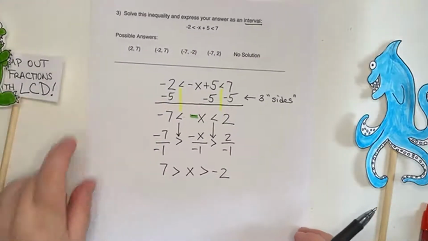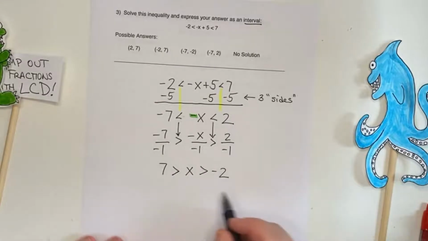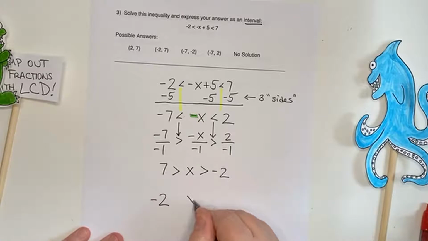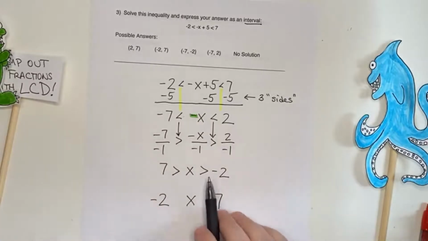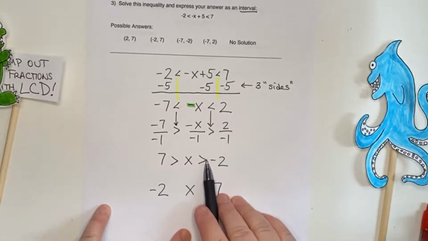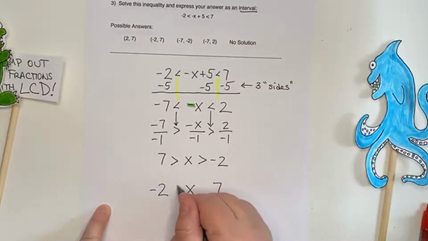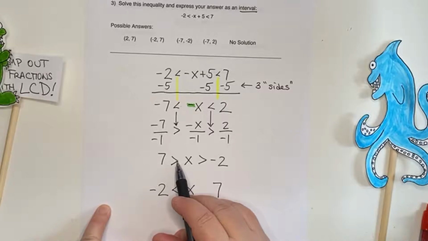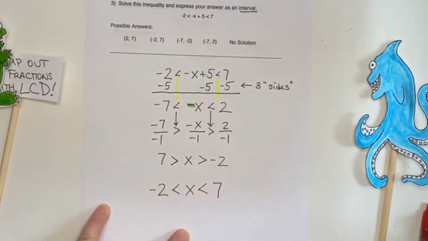So that's what we're going to do. I'm going to take this inequality and write it from -2 to x to 7. And then I make sure that the little end of this inequality is towards the -2, and the pointy end is pointing towards the x. See how I did that?